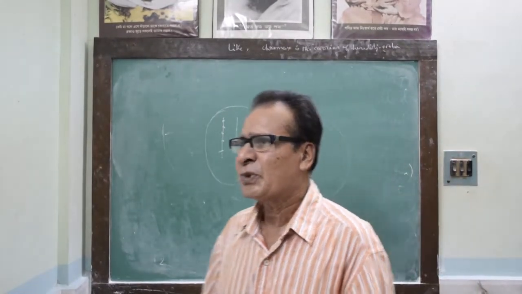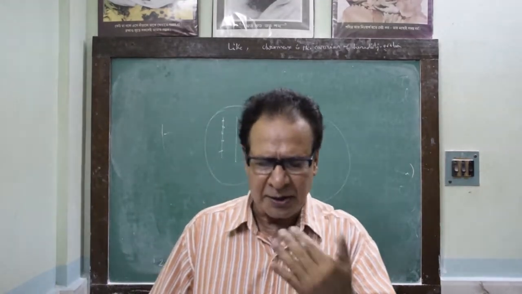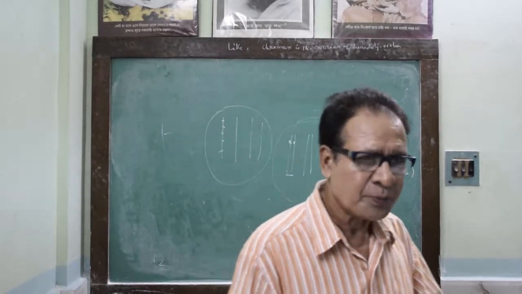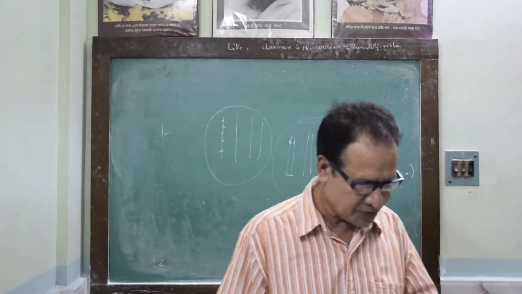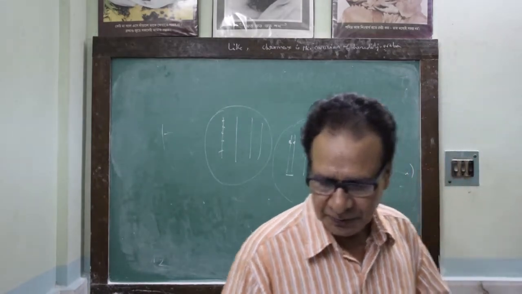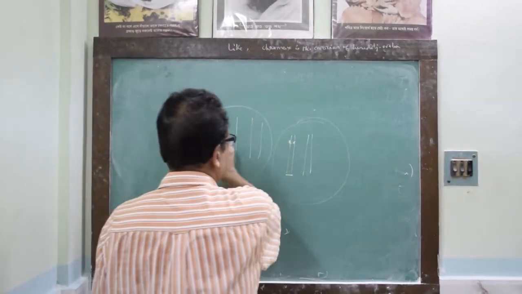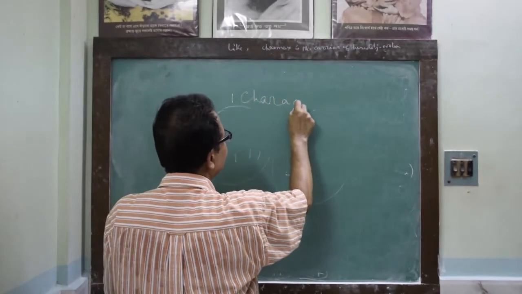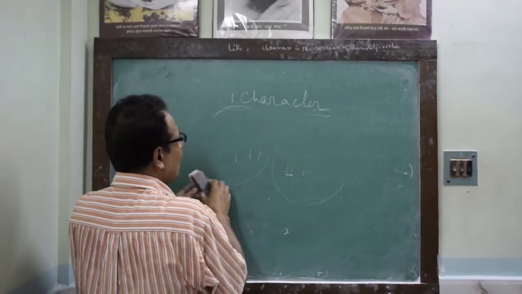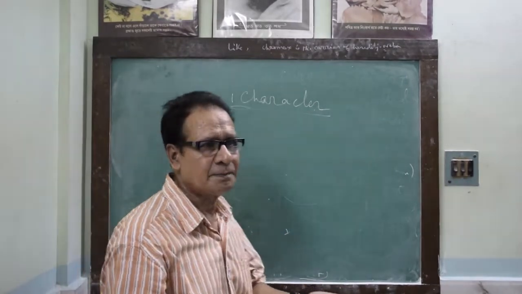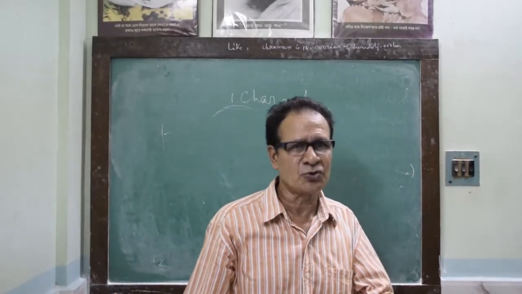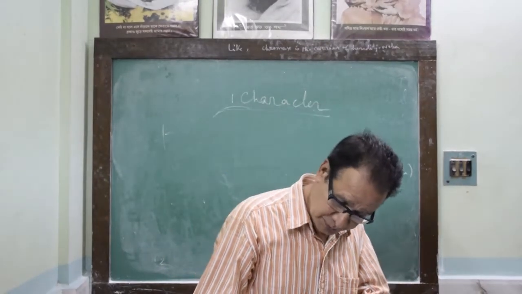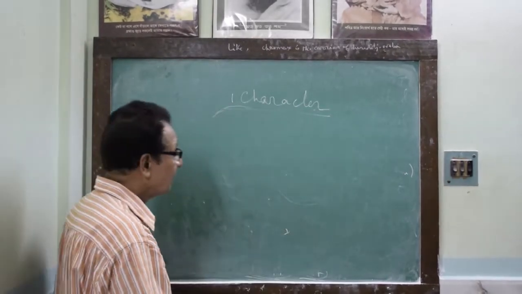Now you see, I will explain some terms related to heredity, and these terms are very important. Number one, character. Any inheritable feature of an organism is known as a character.